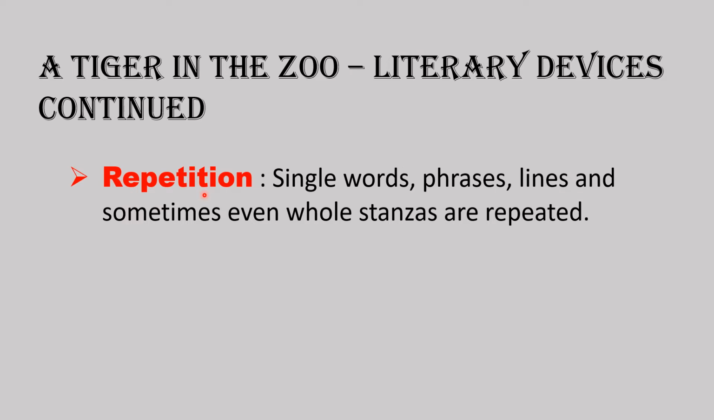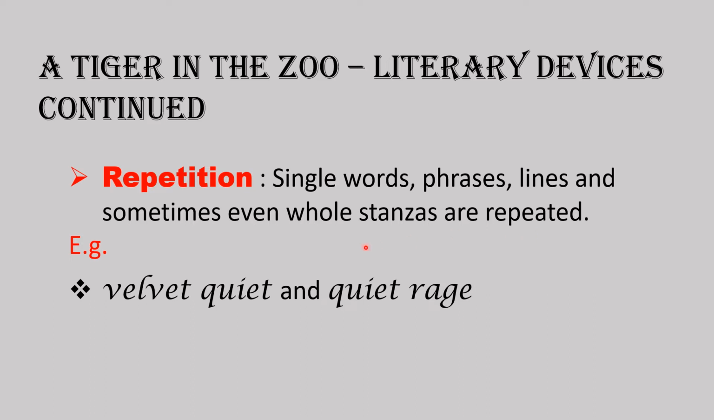Repetition. What's repetition? Repetition is when single words, phrases, lines, and sometimes even whole stanzas are repeated to create a musical effect or to emphasize a certain point or idea the poet wants to emphasize. Now let's see the examples. Here, "velvet quiet" and "quiet rage." So the word quiet is used here. In both the phrases, the word quiet is repeated.